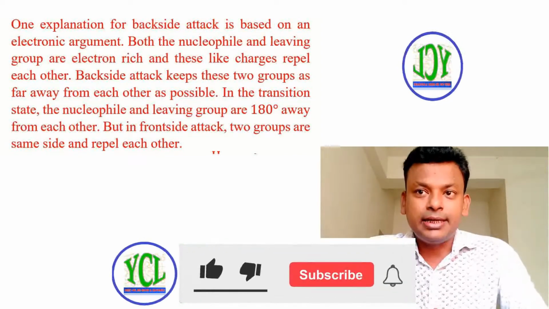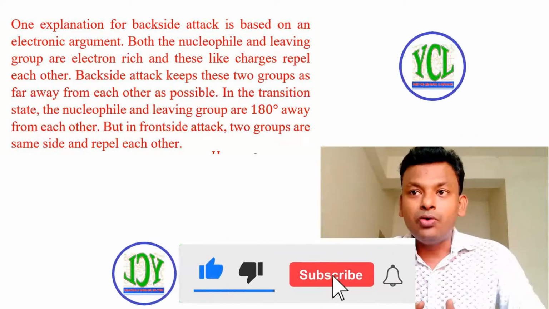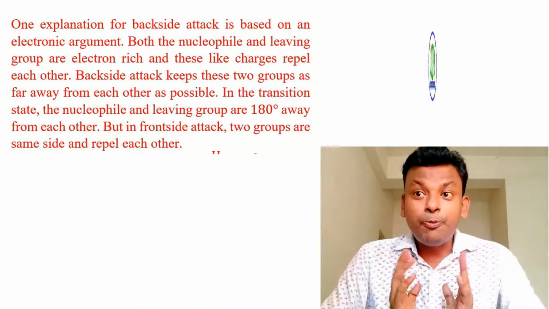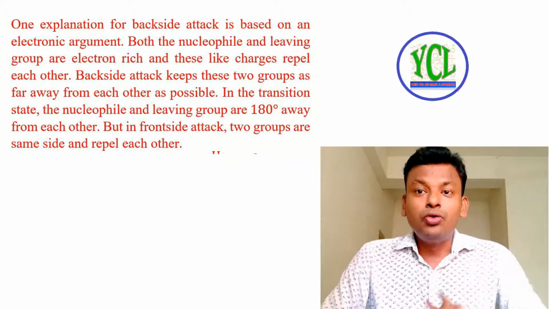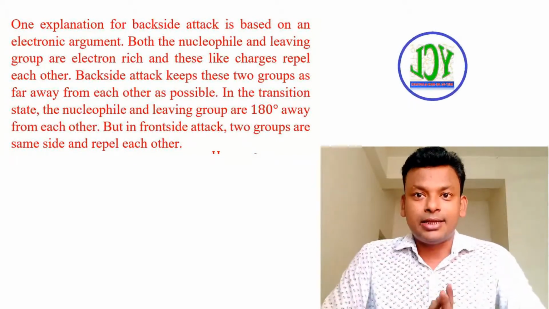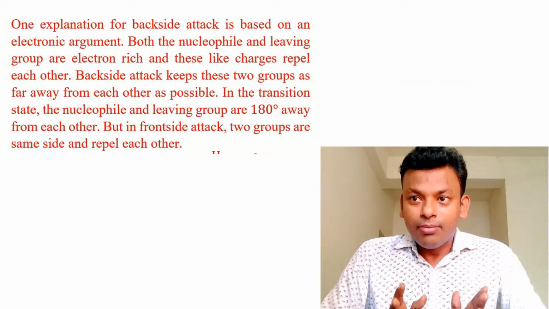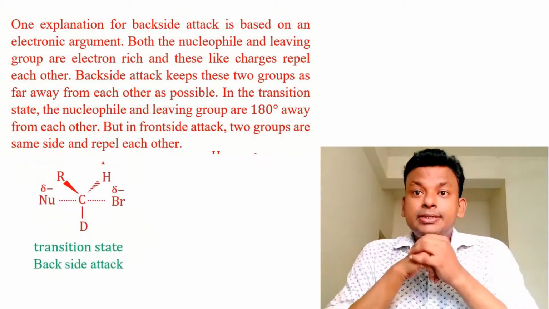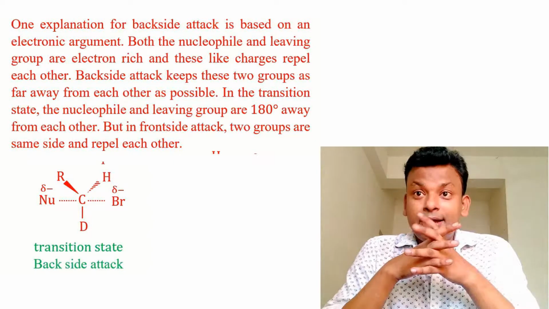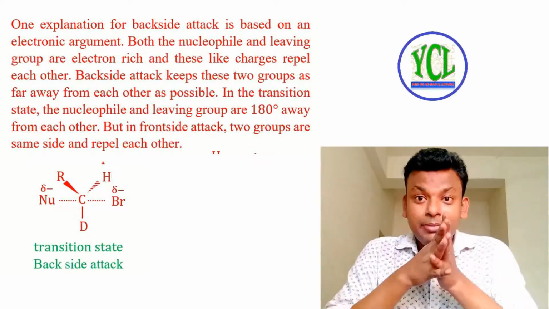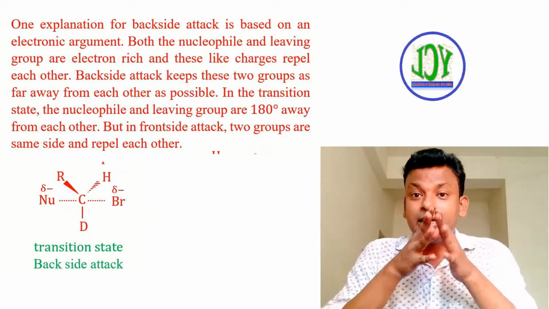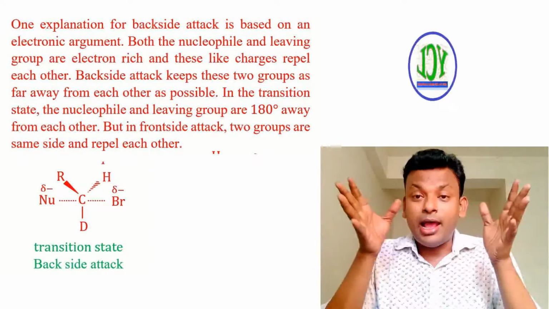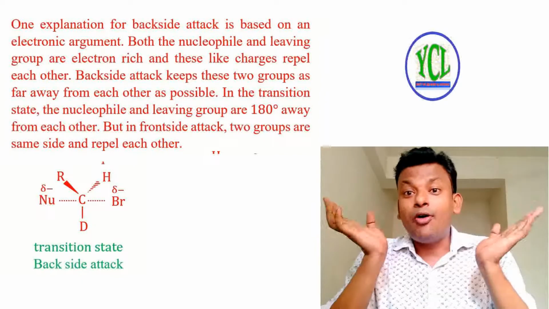In the transition state, the nucleophile and leaving group are 180 degrees away from each other, but in front side attack the two groups are on the same side and repel each other. The transition states are shown now. You can see that in backside attack, the negatively charged nucleophile and the negatively charged Br are at 180 degrees and far away, no repulsion, that is the opposite side.